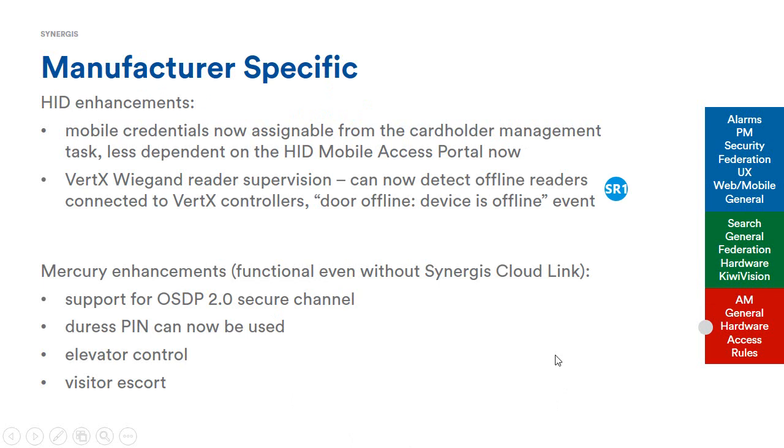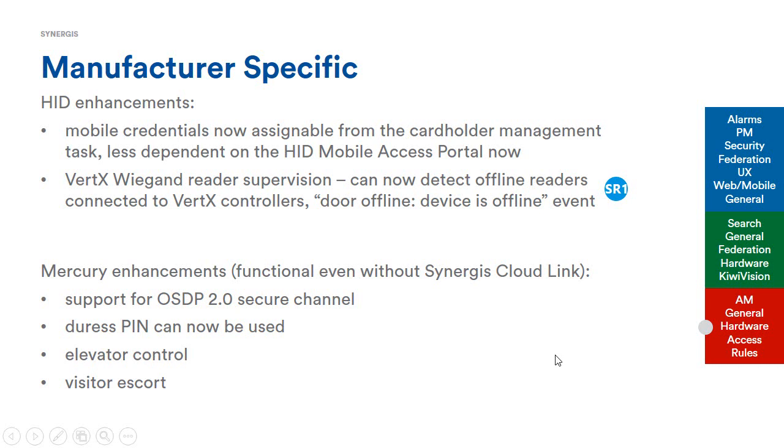In terms of hardware, the manufacturer-specific things, for HID, a few enhancements. We've added the mobile credential assignment from within the cardholder management task. So prior to 5.7, if we wanted to use the HID mobile access portal and set up your phone or something like that to be a credential, you had to use that portal for just about everything. So we've moved some of it over into the cardholder management. There is some configuration that does need to be done on the HID mobile access portal still, but it is less dependent on it.